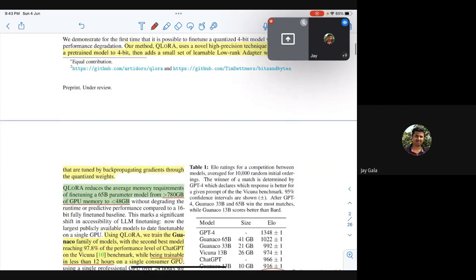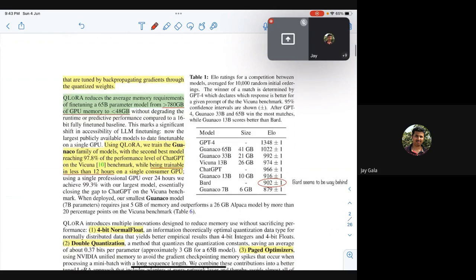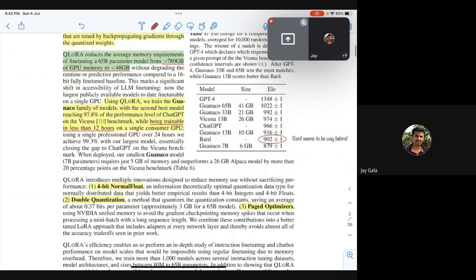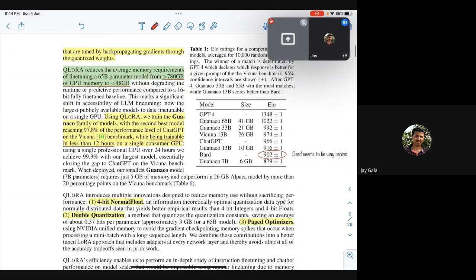Yeah, this is something I don't expect. If you look at this, the 65 billion parameter model contains about 780 GB of memory, reduced to less than 48 GB. That's a very significant reduction in terms of memory. Roughly, it's probably like, no, not 18, sorry, 160. So that's about this.